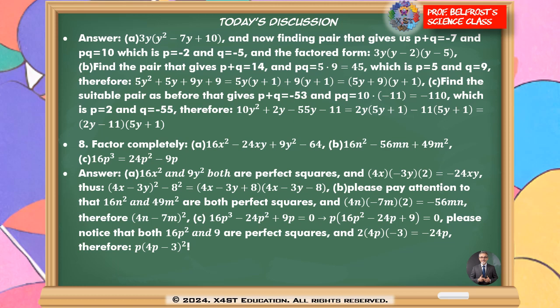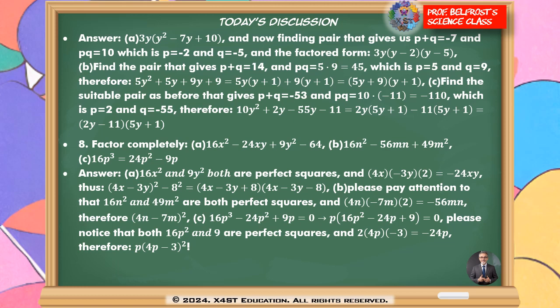Number 8, factor completely a, b, c. Okay, so for a, please notice that 16x squared and 9y squared are both perfect squares, and then 4x times minus 3y, which is the square root of the previous perfect squares, times 2, gives minus 24xy, which is also the middle term in that expression. So actually this can be factorized as 4x minus 3y together squared.